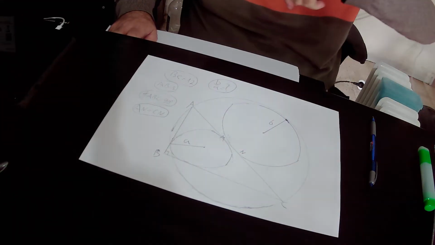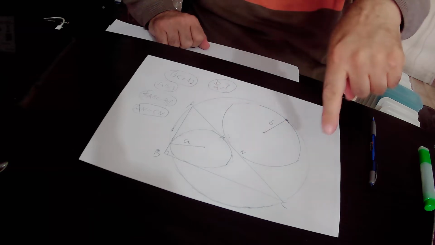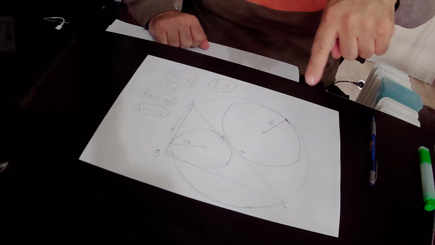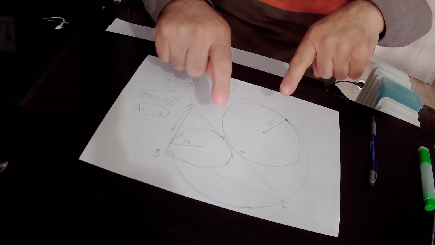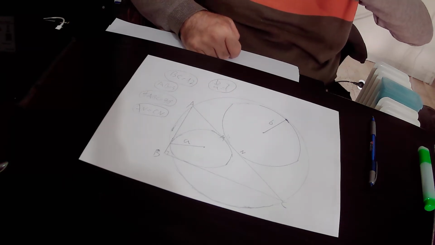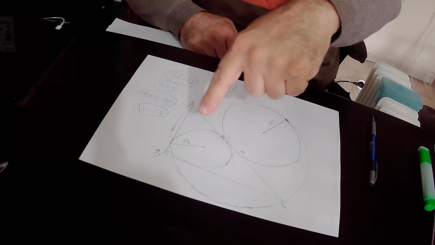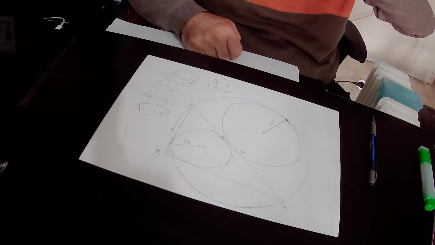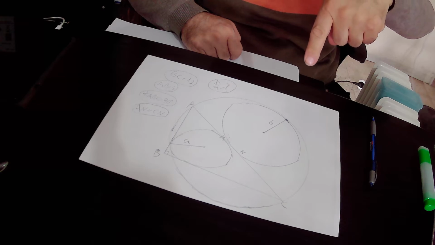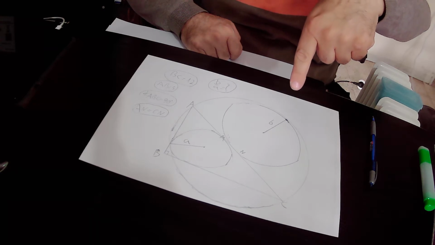Hello, in this lecture we'll find out the ratio between two radii. In the drawing we have a big circle. Inside this big circle we have two smaller circles. Note that the radius of the smallest semicircle is A, the radius of this circle is B, and we have to find out the ratio B over A.